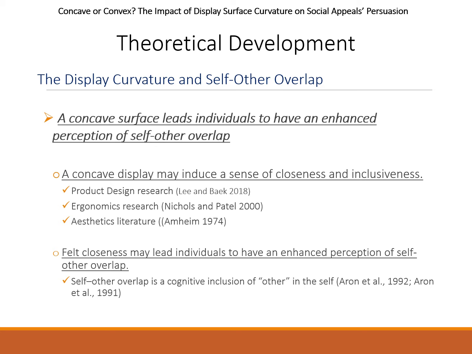So in other words, people are prompted to expand their self-sense to include others, resulting in a heightened perception of self-other overlap. So taken together, we propose that concave surface leads individuals to experience a heightened perception of self-other overlap.